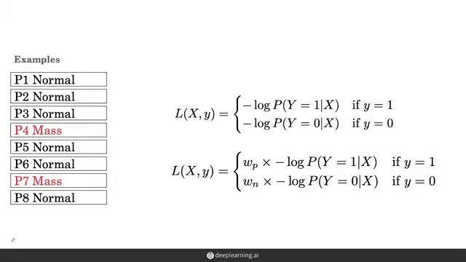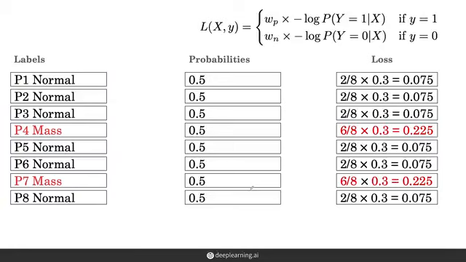A solution to the class imbalance problem is to modify the loss function to weight the normal and the mass classes differently. WP will be the weight we assign to the positive or to the mass examples, and WN to the negative or normal examples. Let's see what happens when we weight the positive examples more. We want to weight the mass examples more such that they can have an equal contribution overall to the loss as the normal examples. Let's pick 6 over 8 as the weight we have on the mass examples and 2 over 8 as the weight we have on the normal examples.